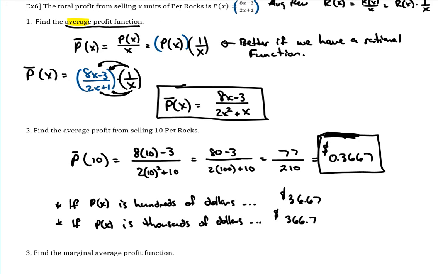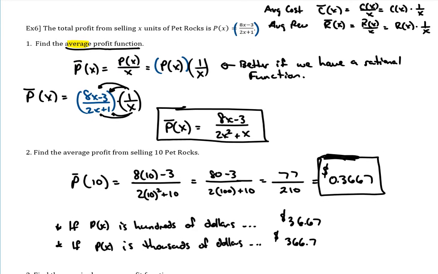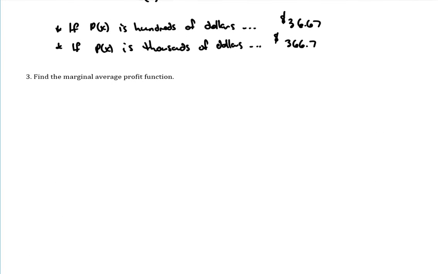Okay, so they left it pretty vague. So that is our average profit. So it's I guess 36 cents per rock there when selling those 10 rocks. Okay, and then one last thing.